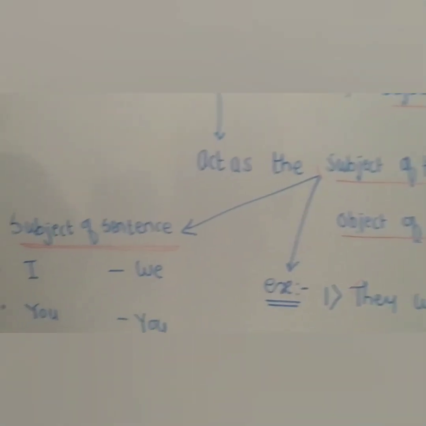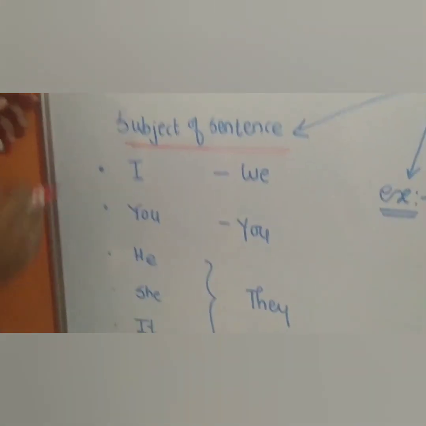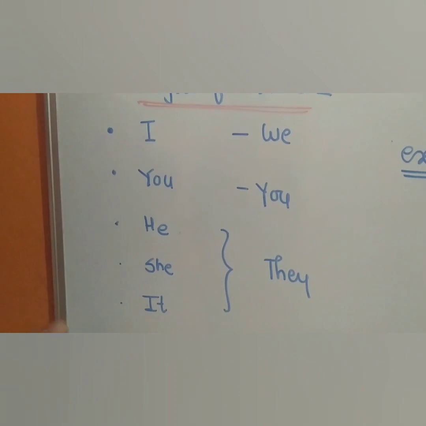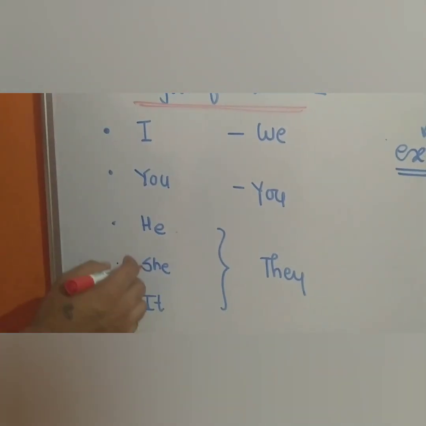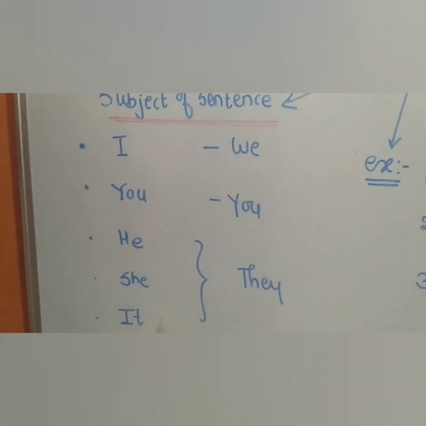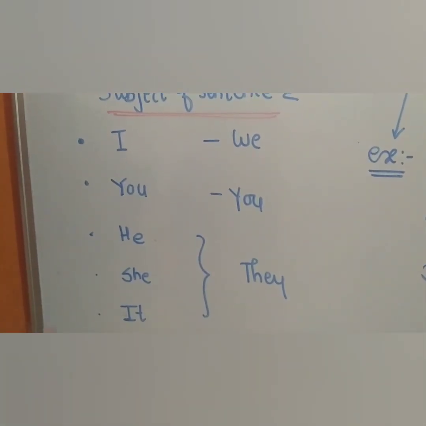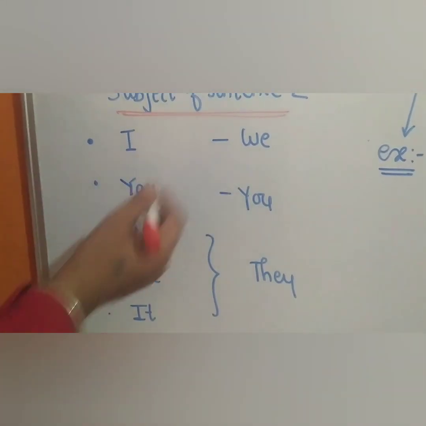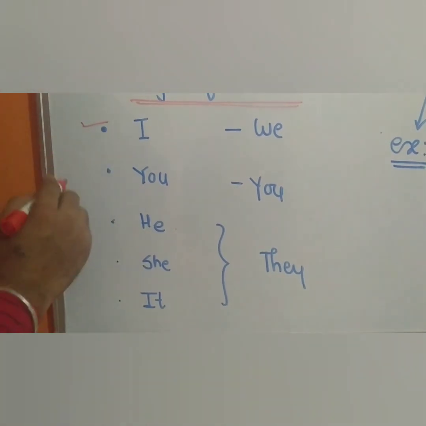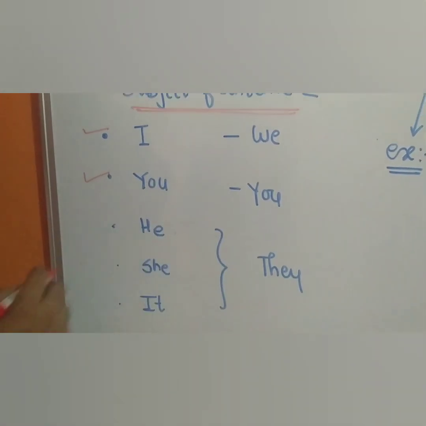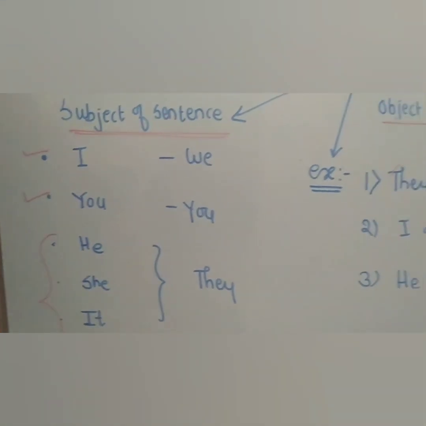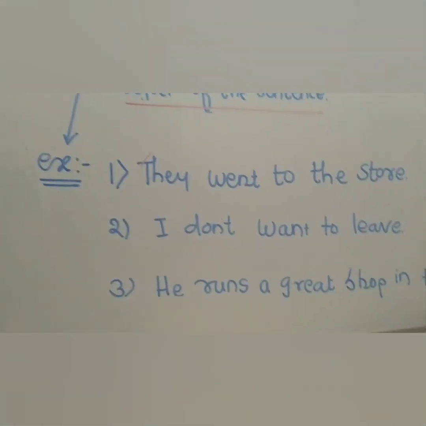Now see the subjective pronouns. The first ones are I and we. These are the singular and plural subjective pronouns. So: I, we, you, he, she, it, they. Here I is the first person, you is the second person, and he, she, it are the third person.